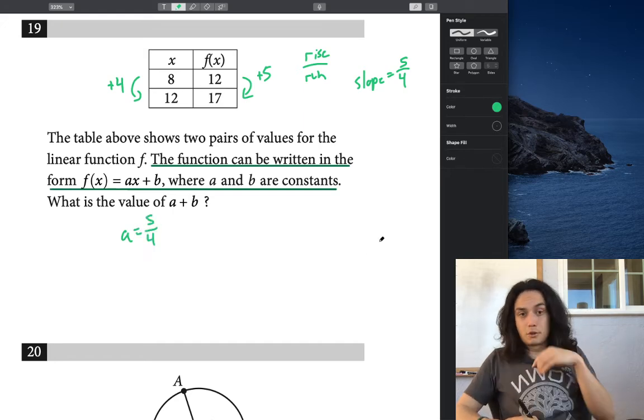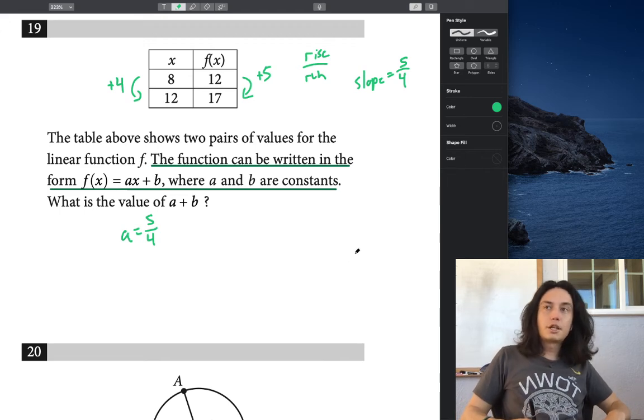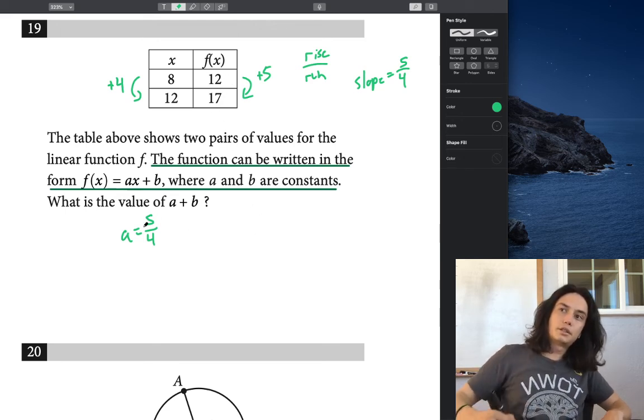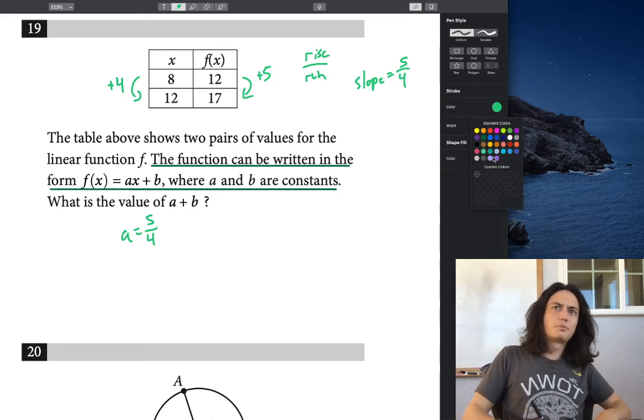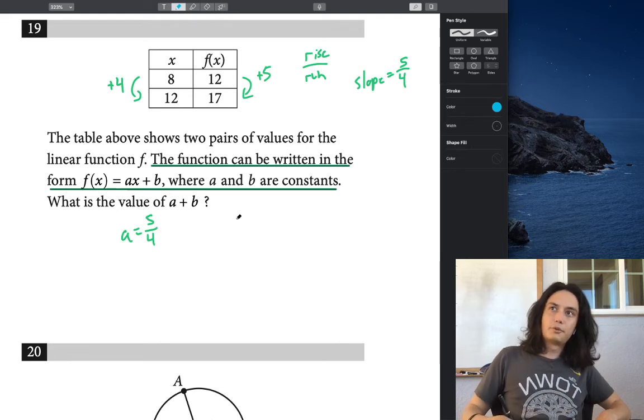Now the question is, what's the y-intercept? There's a couple different ways of doing this. I bet that graphing it would be annoying and stupid. Because now that we know A, I'm just going to plug one of these points into the equation and solve for B. It's probably the most simple way. It's probably the way they intend you to do it. So here we're going to solve for B. I'm just going to use this point, the 8 and the 12. I'll write this all out for simplicity, so it's easy to follow.